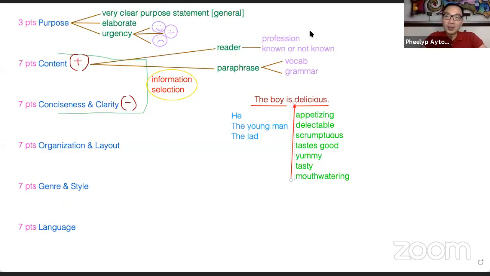And that's why sometimes it's easier for you to substitute, to paraphrase. Instead of through vocab, you can just use grammar. Yeah, what's another way to do this? Instead of using the boy is delicious, you can just say, there is a delicious boy. You just moved it around. So you didn't change the words. Delicious, delicious, boy, boy. Pero inikot mo siya. Pwede na yan? Pwede na yan.